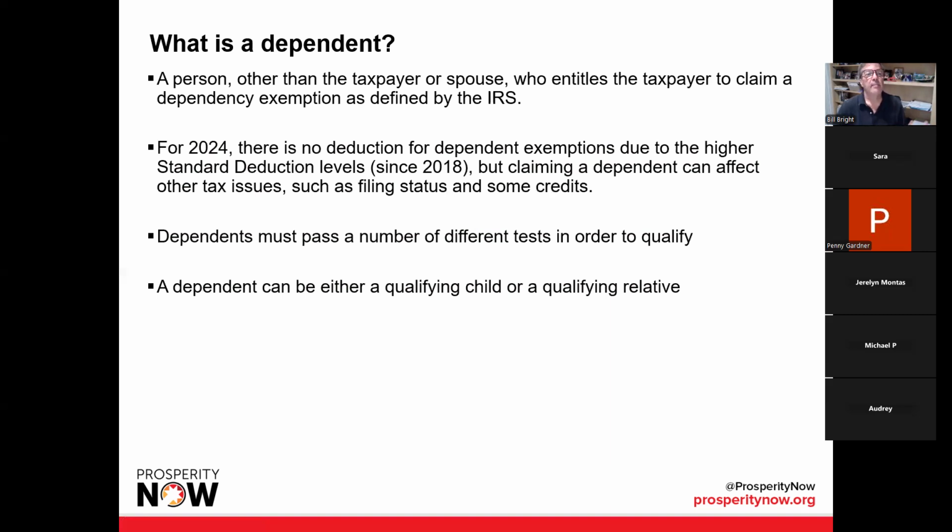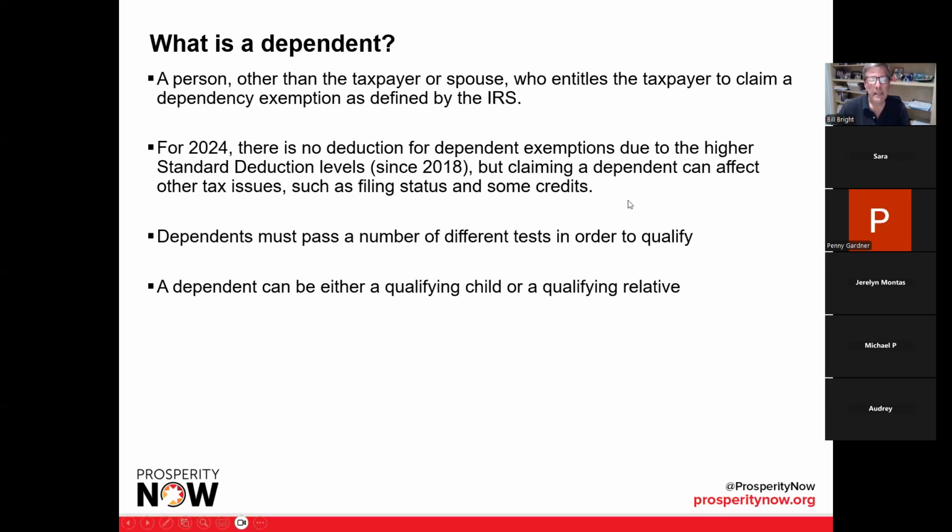Okay, a dependent is a person other than the taxpayer or spouse who entitles the taxpayer to claim a dependency exemption as defined by the IRS. Now, since 2018, the traditional dependency exemption is no longer relevant due to the much higher standard deduction. It used to be, I believe, like $4,000 for each dependent that you claimed that your income would be reduced. All that is gone the way of the dodo and probably for good.